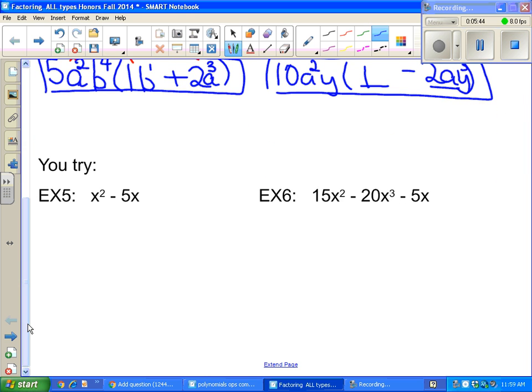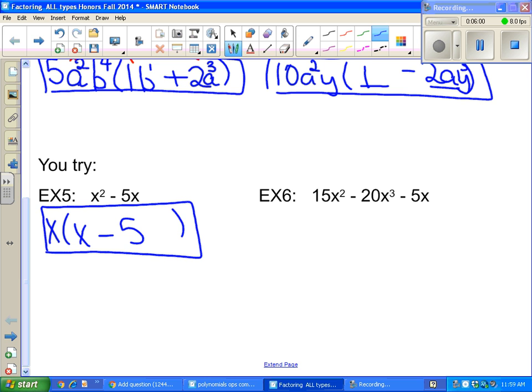Now we have 2 for you to try. If you want to pause the video, you could work them out on your paper because you have a copy, and then you could come back and check your answers. This would be the 2 answers. The only thing in common here was an X. If you take out the X, there was no number to take out, so the 5 stayed there.